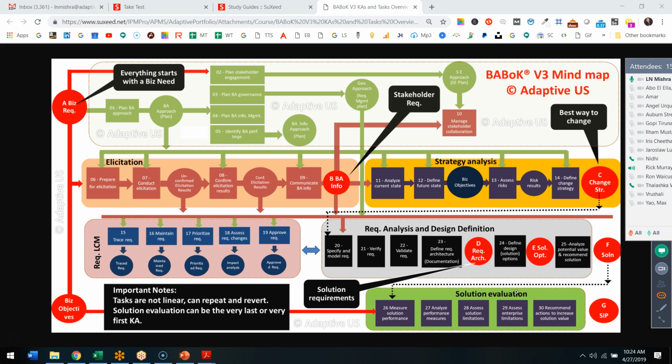Familiar but not memorized. Okay, I would request you to kind of memorize. We don't ask you to memorize much, but this is one diagram. It will be helpful for you to keep it in the back of your mind. This can help you understand which task comes after which task, what outputs get generated in the process, and where the output comes from. So this is a very, very fundamental map for BAPOC.